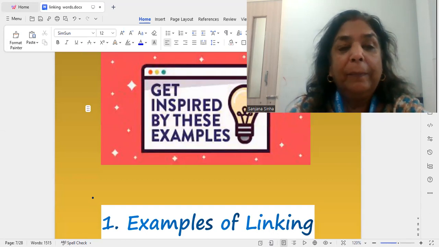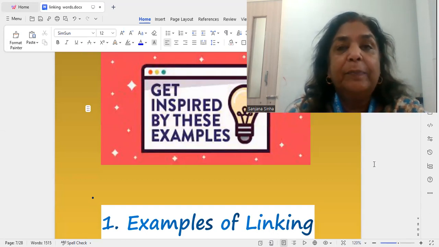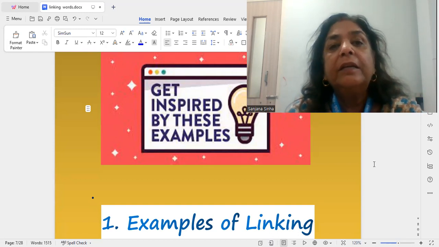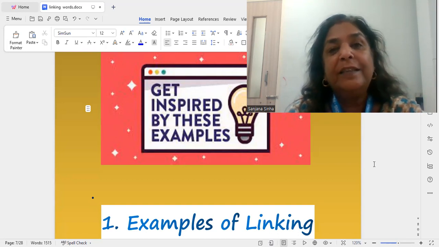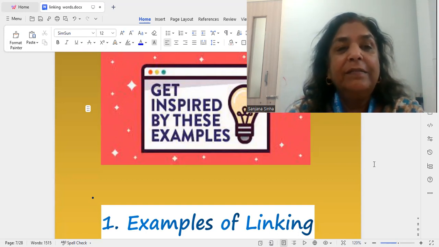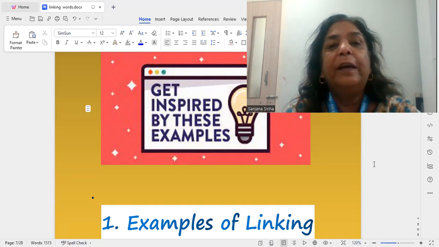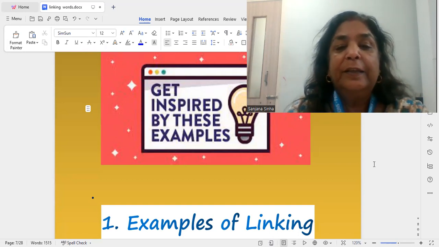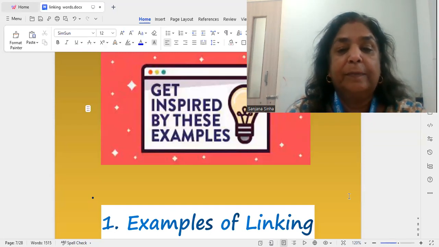Today I am going to read out some very easy examples, which will help you understand how to create a paragraph using linking words. So get inspired by these examples, listen and try to create your own ideas. Choose the words wisely and put them in your paragraphs. So these are the examples of linking words.